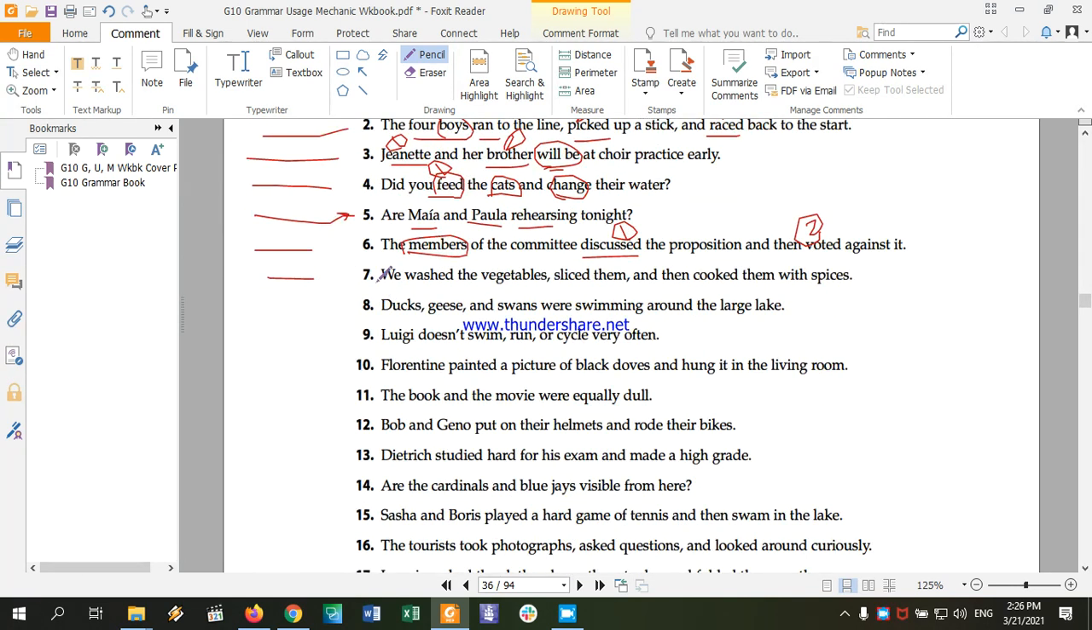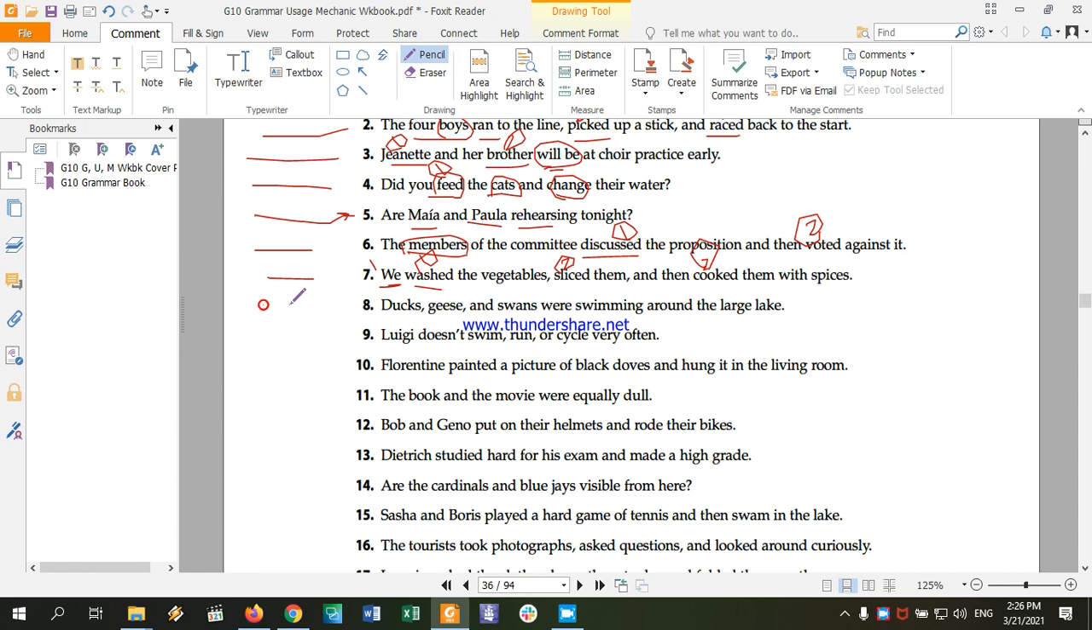Number seven. We washed the vegetables, sliced them, and then cooked them with spices. We, this is the main simple subject. Washed, this is the first verb. Sliced, second one. Cooked, third verb. So we have a compound verb that had three simple verbs, and we have a simple subject.